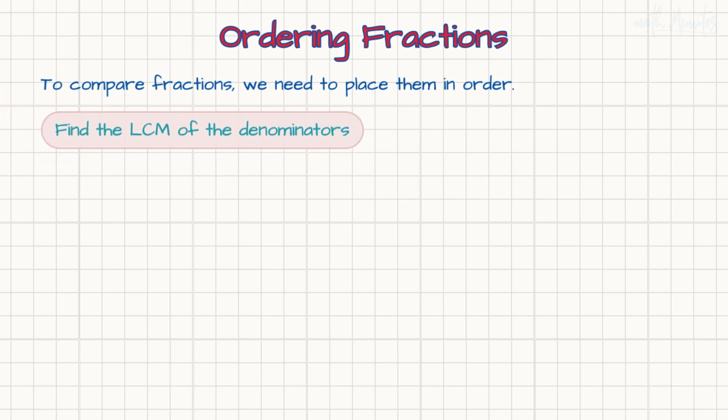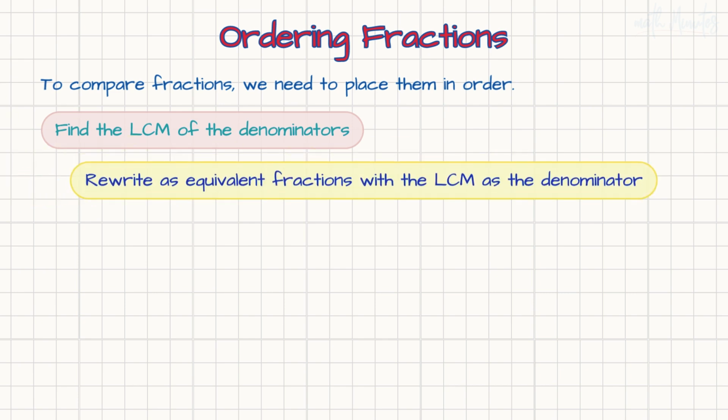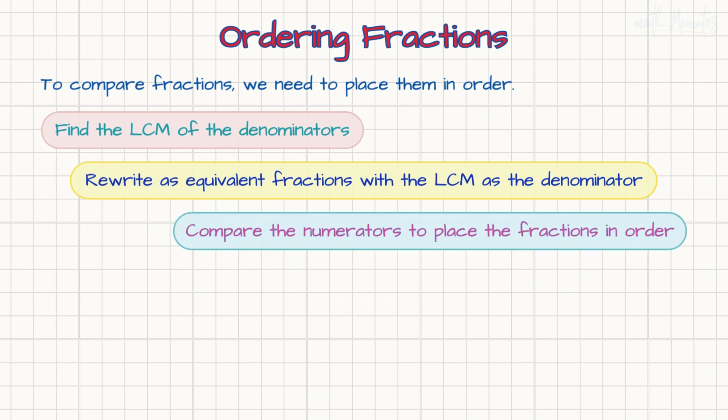Sometimes it can be difficult to see whether a fraction is bigger or smaller than another. This is where placing fractions in order comes in useful. To compare fractions, we need to write each of them over a common denominator. The first step is to find the lowest common multiple of the denominators of the fractions we are considering. We can then rewrite each fraction as an equivalent fraction with this same denominator. At this point, it's a simple case of comparing the numerators.